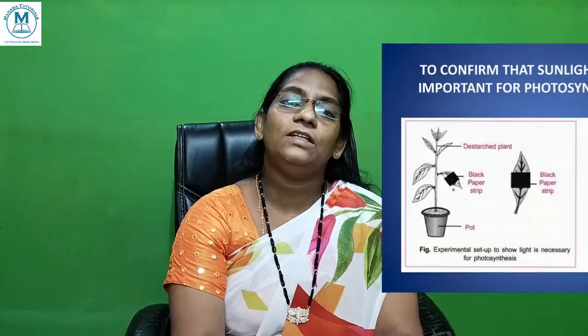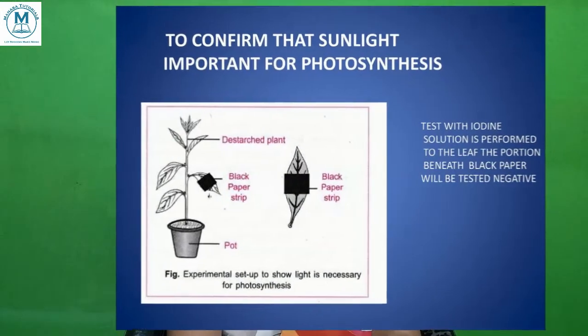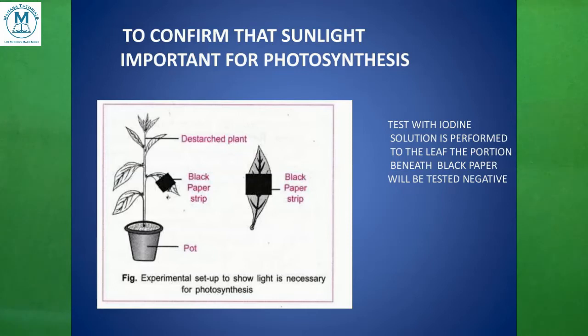There is one more activity to find out that the presence of light is also important in the process of photosynthesis. For this we need to perform the black paper experiment for photosynthesis. In this also, again as shown in the figure, we need to use a de-starched plant. That is what? Placing the plant for 1 week in a dark room and performing the activity with that plant. So that is known as a de-starched plant.